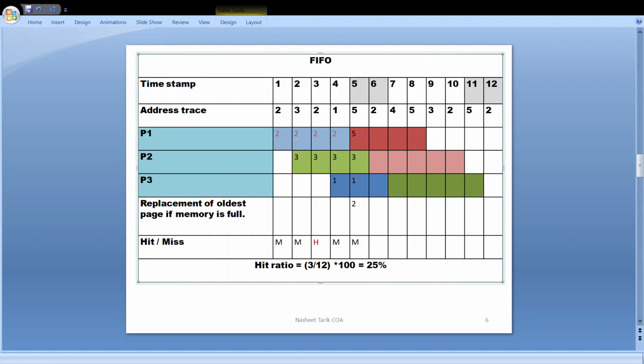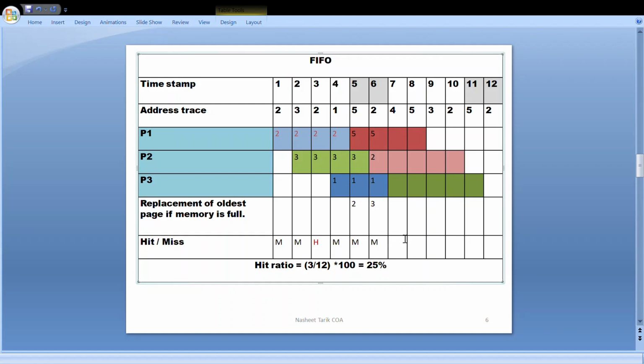Now 2 comes again, so you can see this is a drawback. Just now we replaced page number 2 by page number 5, and again 2 is coming, so it results in unnecessary swapping of pages, and the miss rate is increased because of this. So now which page needs to be replaced? We can see, this is only 1 time old, this is 4 times old, this is 2 times old. So the page that you will be replacing is page number 3. So the new page comes over here.